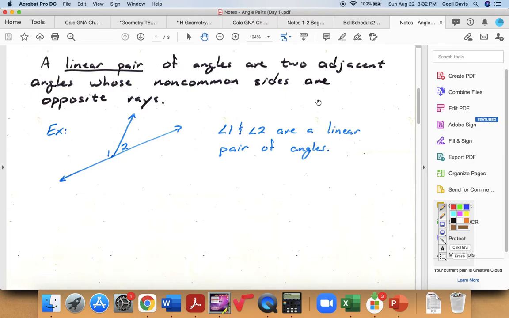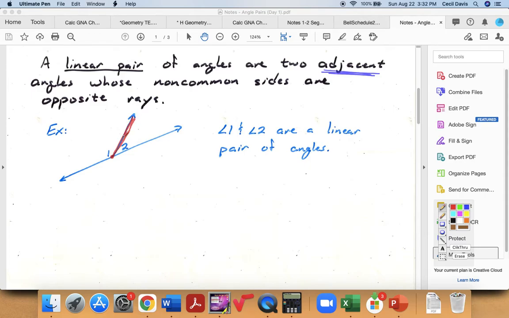A linear pair of angles. A linear pair of angles are two adjacent angles whose non-common sides are opposite rays. So they have to be adjacent to one another. That's the first qualification. Got to be adjacent. In order to be adjacent, they have to have the same vertex, and they have to share a side, but they cannot overlap one another.